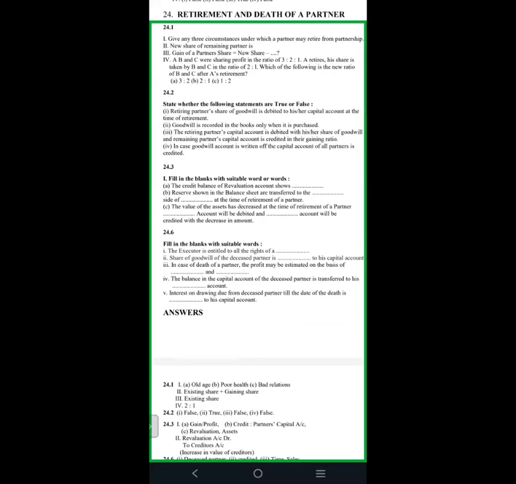Retirement and death of a partner. Give any 3 circumstances under which a partner may retire from partnership. One, old age; then poor health; then bad relations. New share of remaining partner is existing share plus gaining share. Gain of partner's share equals new share minus existing share.